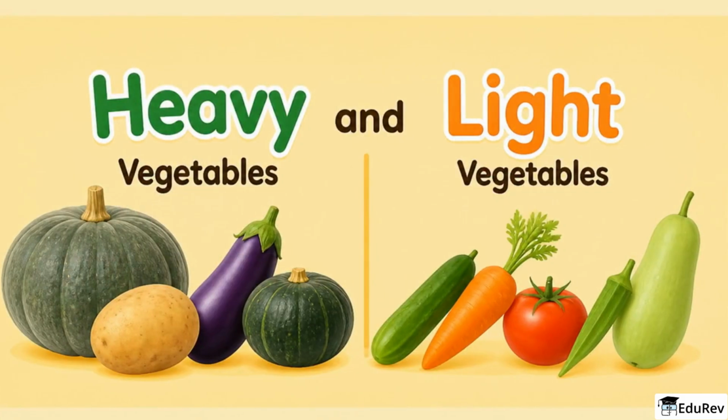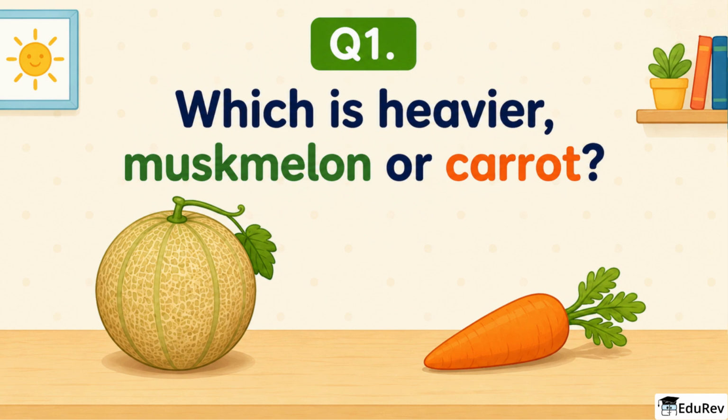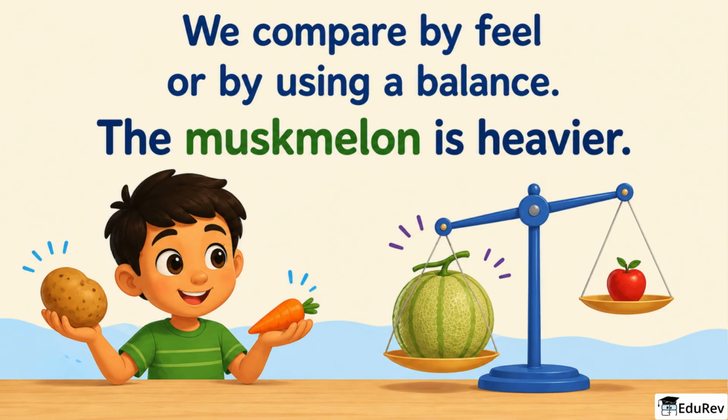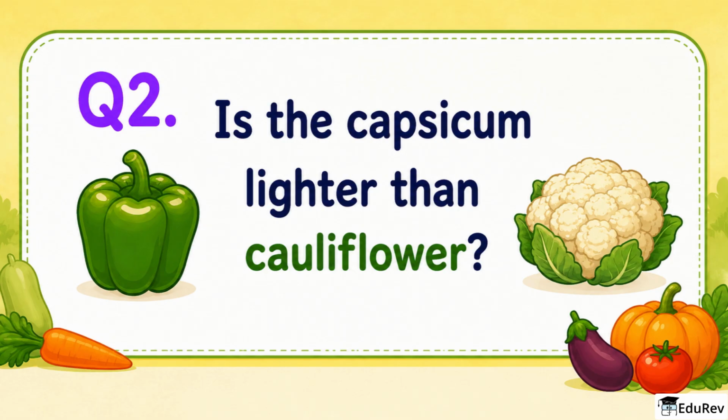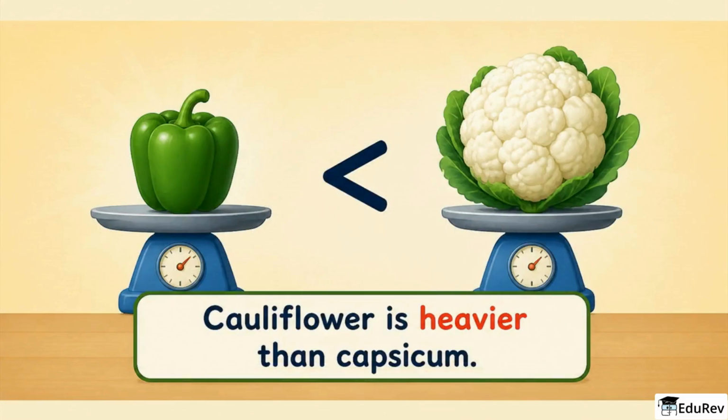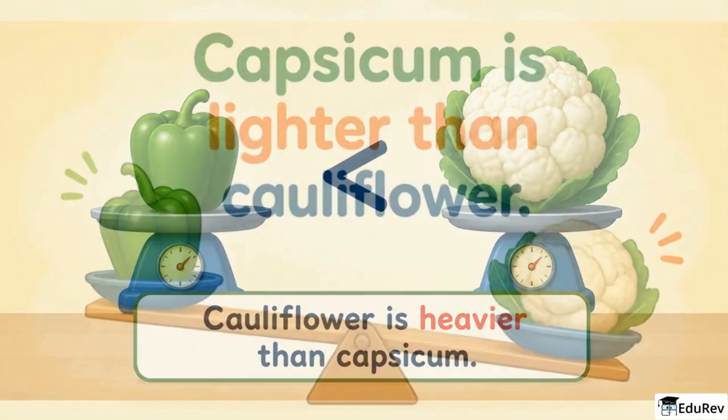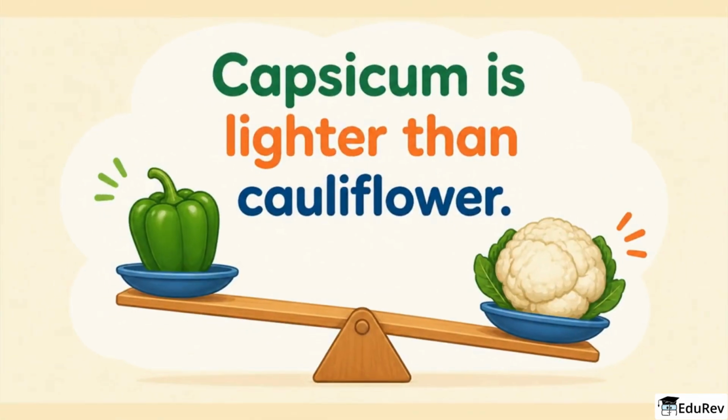Heavy and light vegetables. Which is heavier, muskmelon or carrot? We compare by feel or using balance. The muskmelon is heavier than the carrot. Q2. Is the capsicum lighter than cauliflower? Comparing capsicum and cauliflower shows cauliflower is heavier by size and weight. Capsicum is lighter than cauliflower.